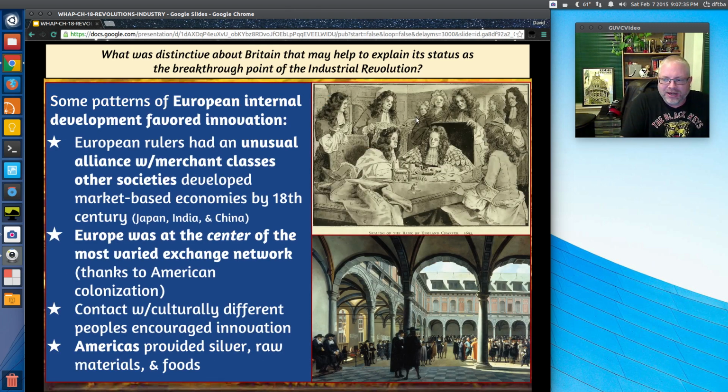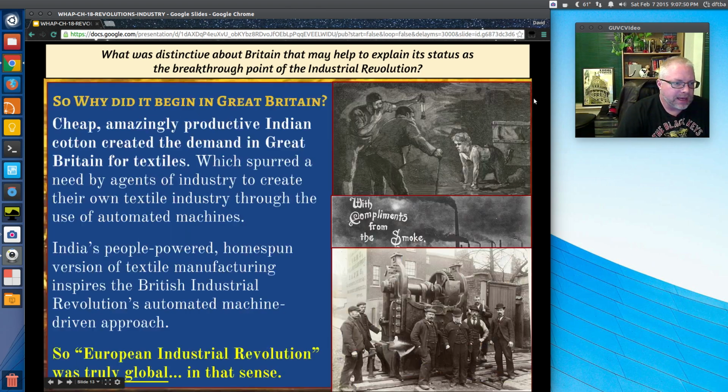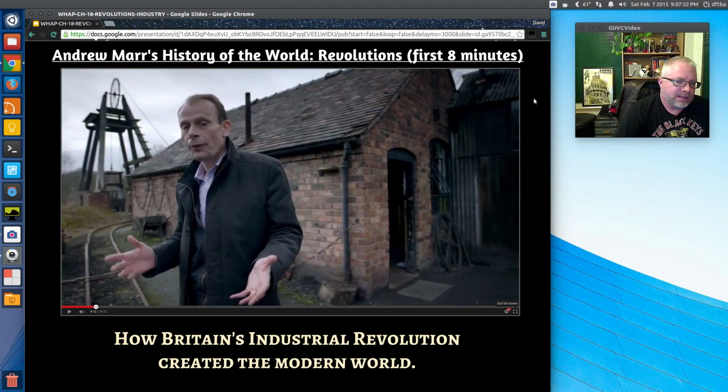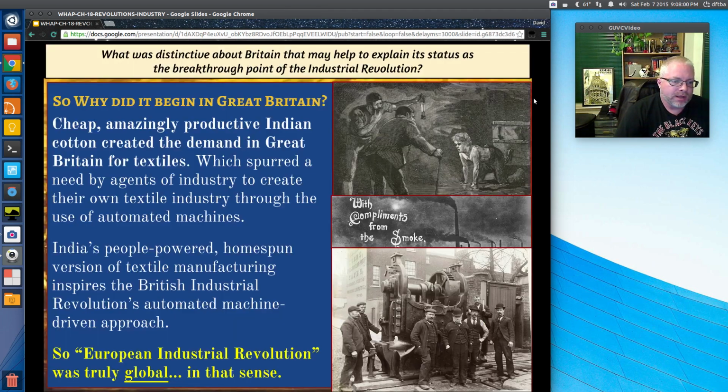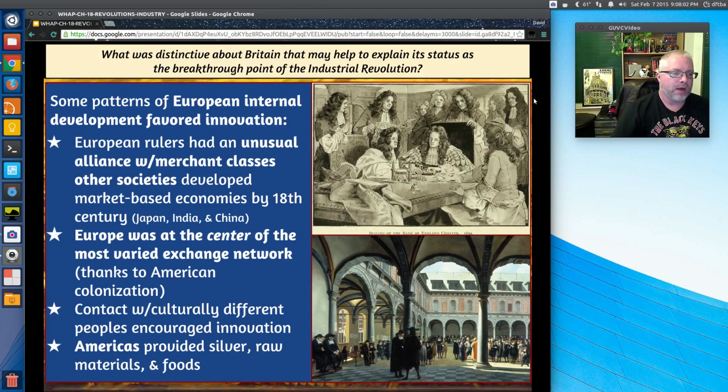Next, let's look here at the patterns of European internal development that favored innovation. This is a good one, and this is something that Andrew Marr talks about in his video clip. You can click on that earlier and check that out. It's back here, right here. And he gets into this quite a lot about the way that Great Britain was administered politically, and the laws that were set up in a way to give people a chance to have a foundation of capitalism and industry to be created.